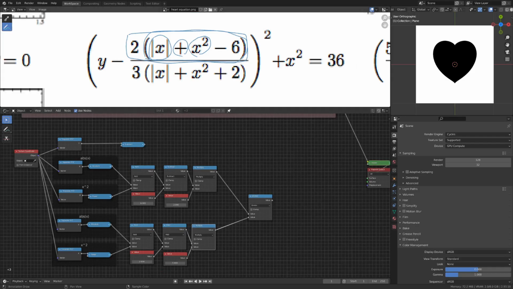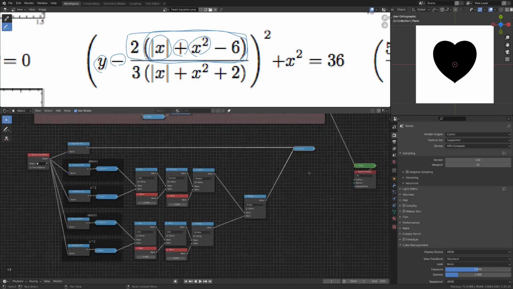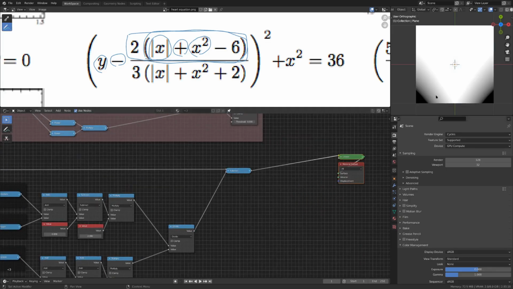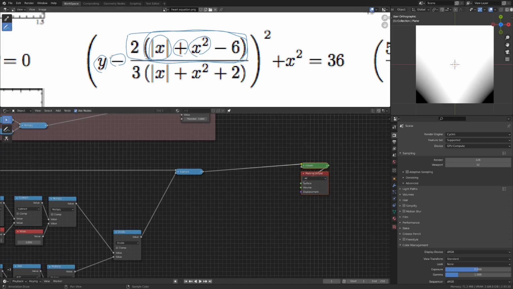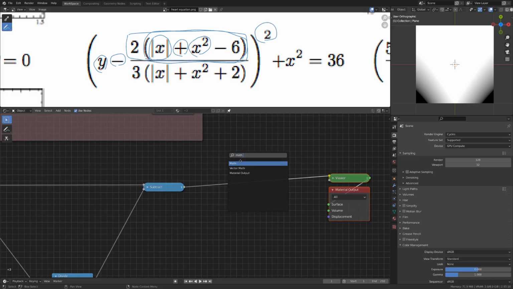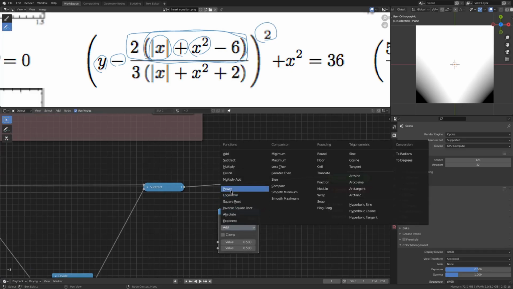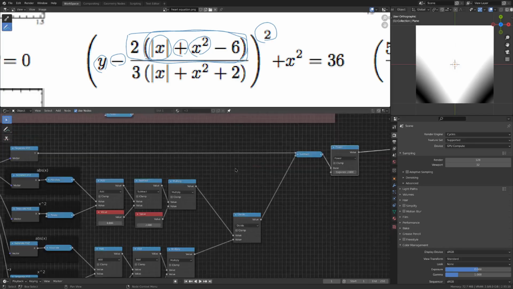And we are going to subtract with y here. So we are just going to subtract them. And let's see how it goes. Oh, we got this interesting looking shape now. And once we subtract that, we need to square that. So using a math power node, set it to 2, and we'll get this, I don't know what's going on. We'll get this kind of interesting looking shape.